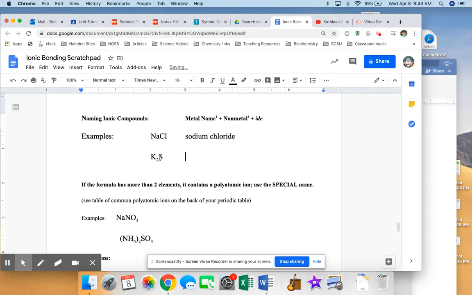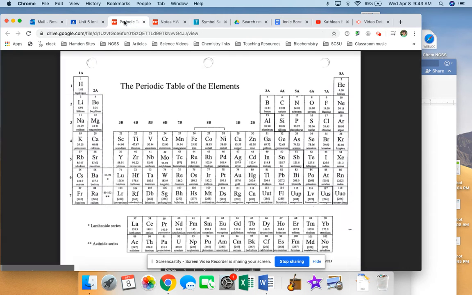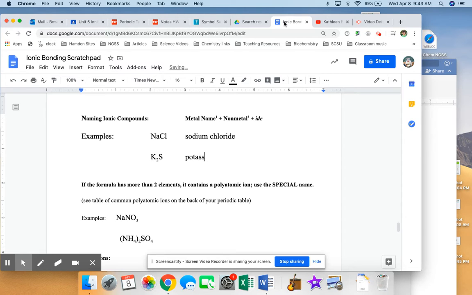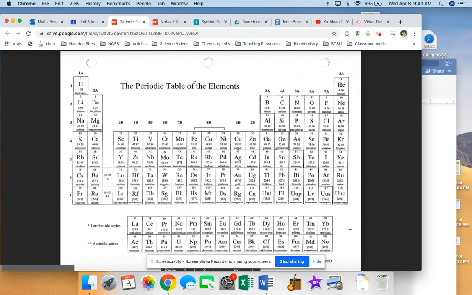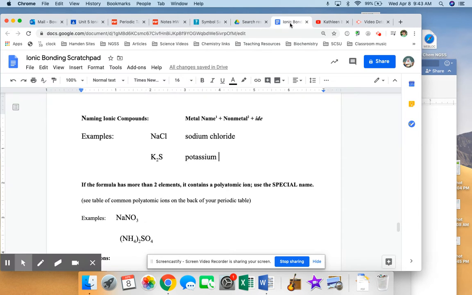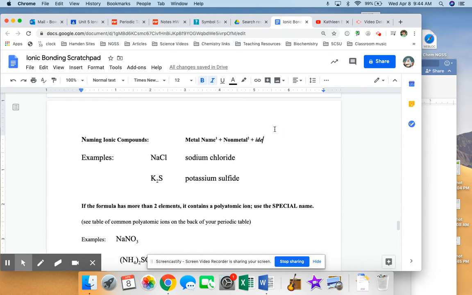Let's try another one. K is potassium. The first word never changes, but the second word does. S is sulfur. We have to change it to an ide. So instead of sulfur, sulfur becomes sulfide. Remember, anytime you have an ine, it changes to an ide.